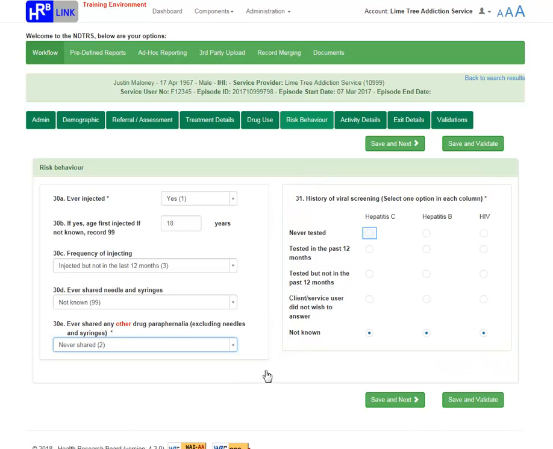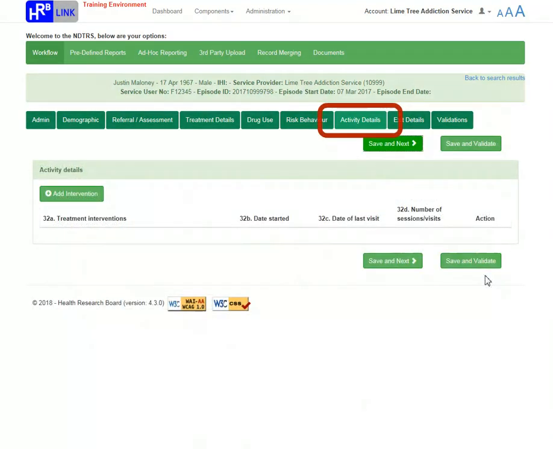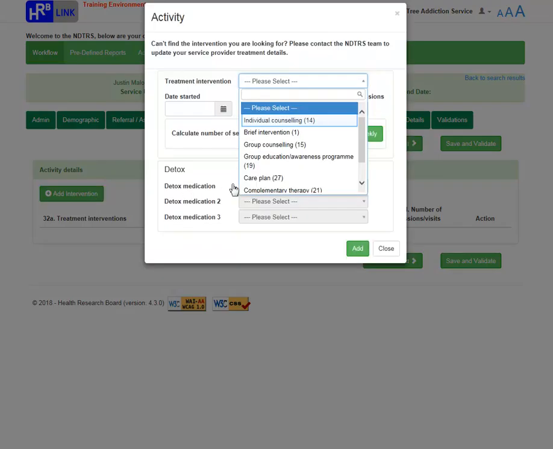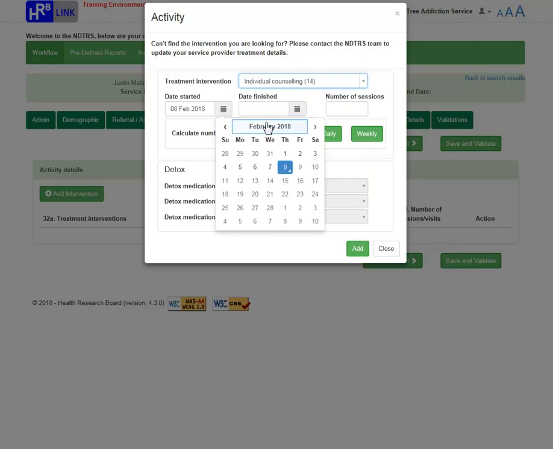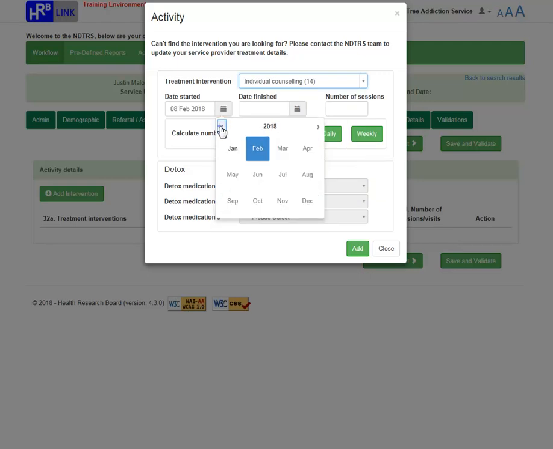Question 31, history of viral screening. This is a new question that should be asked of all service users and not just those who have previously injected, and it includes an option where the client didn't wish to answer. Question 32A, treatment interventions. Services will now be able to record the start date, end date and number of sessions of key working given during a client's treatment.